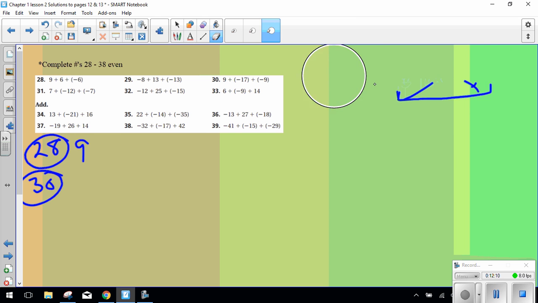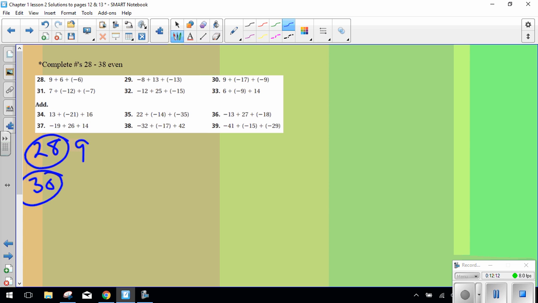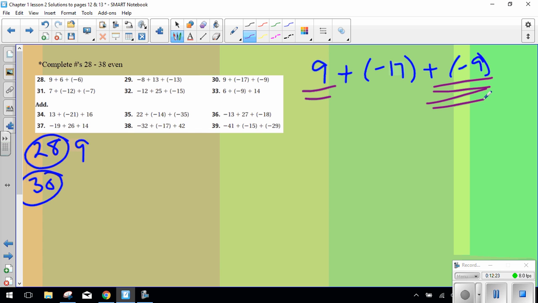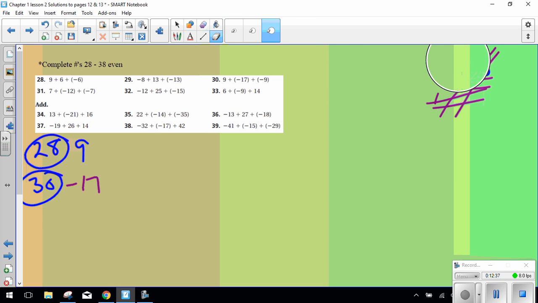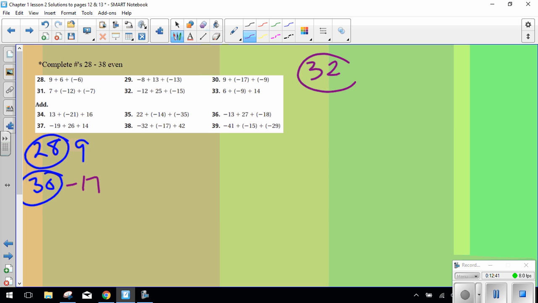Okay. Number 30, we have 9 plus negative 17 plus negative 9. So look at this. If I take 9 and add negative 9 to it, I hope you can see that they're inverses of each other. So this cancels this out, leaving me with just negative 17. Okay, let's take a look at number 32.